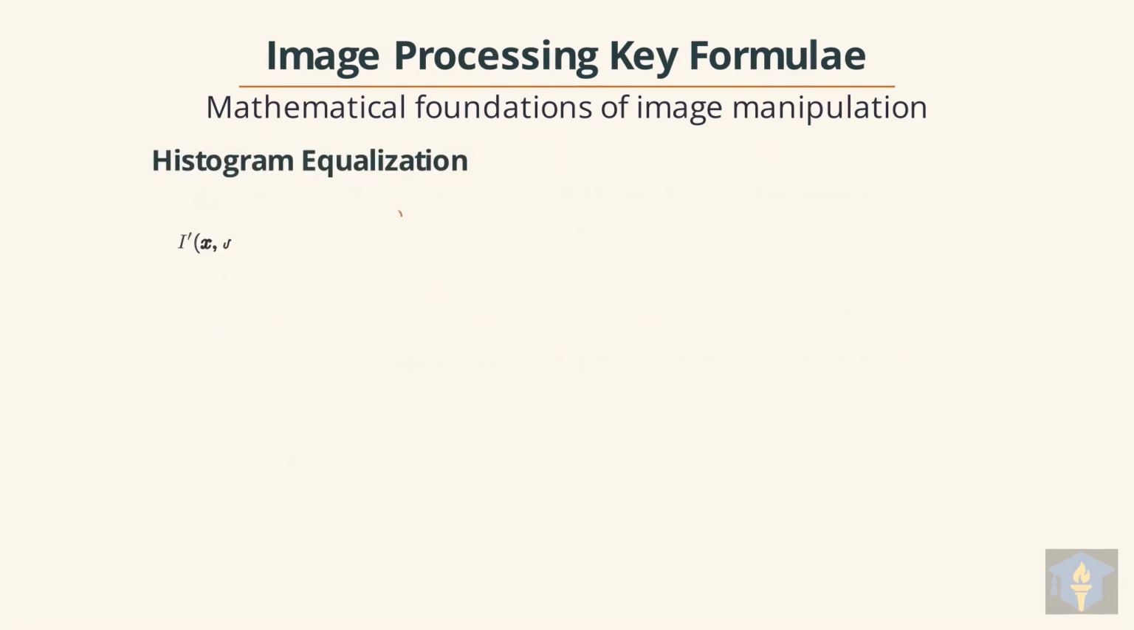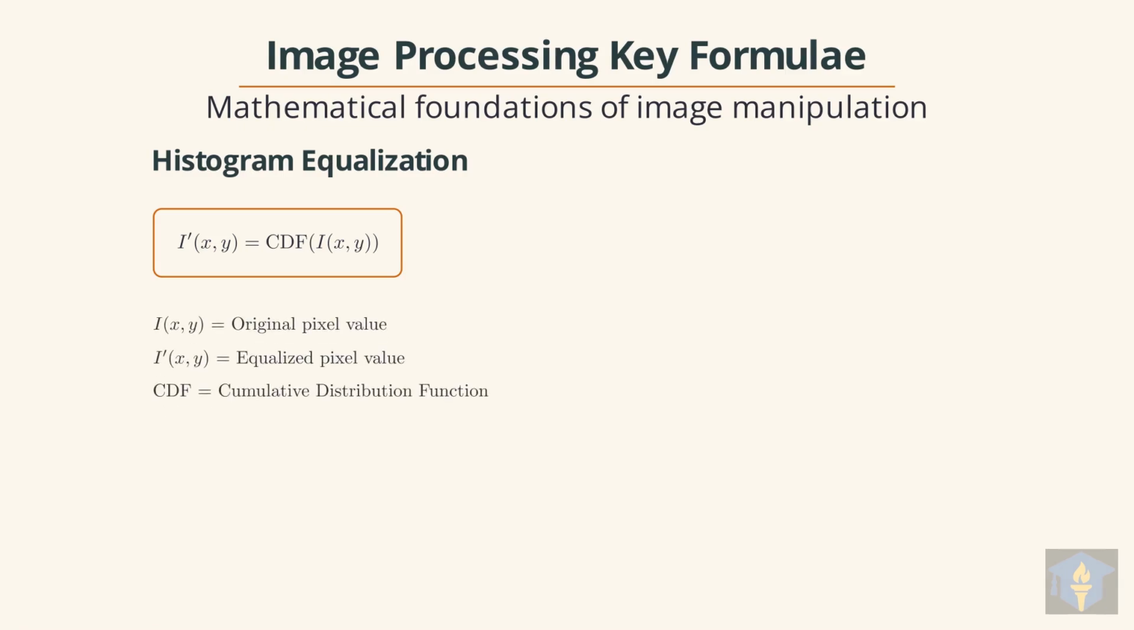Next, we have histogram equalization, a powerful technique to improve image contrast automatically. The equalized pixel I prime of x, y equals the cumulative distribution function of original pixel I of x, y. Again, I of x, y refers to the original pixel's intensity value in the image, and I prime of x, y represents the new, equalized pixel value after processing.